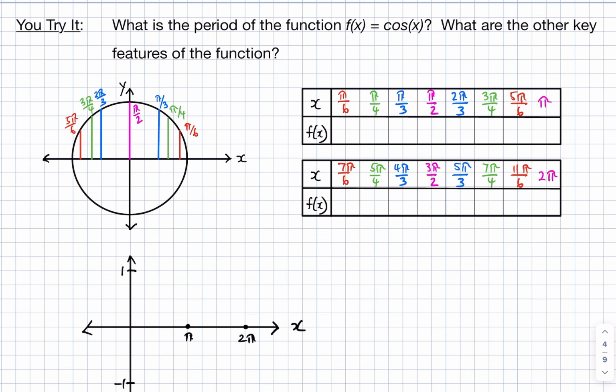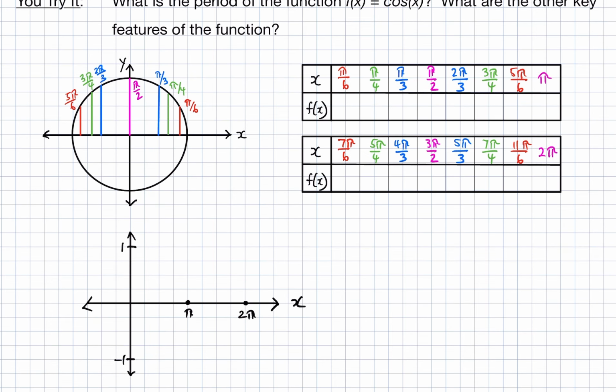Okay, so the question here is what does the cosine function look like and what is the period of the cosine function? Again we have the unit circle like we did with the first video, and we're going to go ahead and fill out this chart and then begin to put these components in this Cartesian coordinate graphing system.